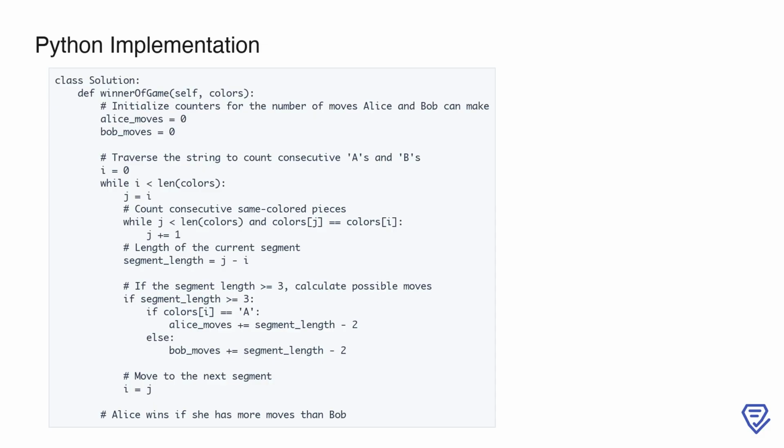If the segment qualifies, we calculate the possible moves for Alice or Bob based on the color of the segment. For example, if the segment is made of A, we increment Alice's moves by the segment length minus 2, as the first and last pieces in a group cannot be removed. Similarly, for segments of B, we update Bob's moves. Finally, we increment i to continue analyzing the next segment.